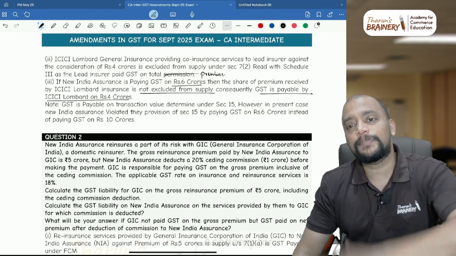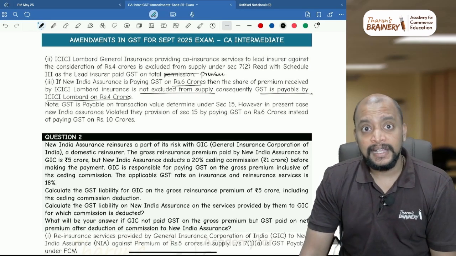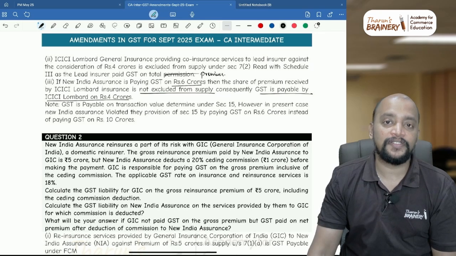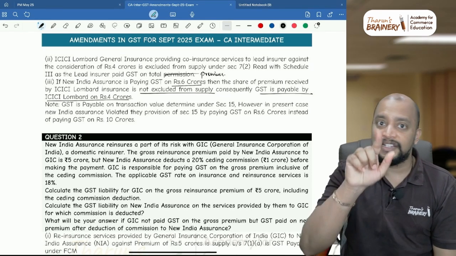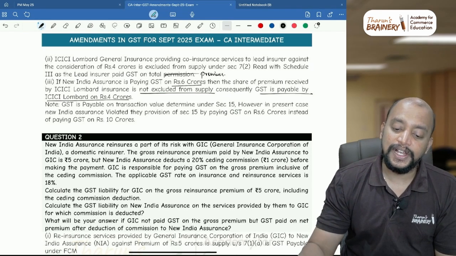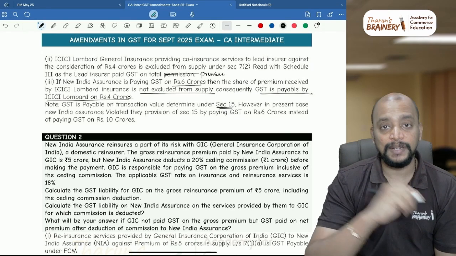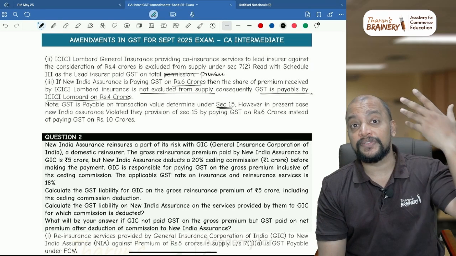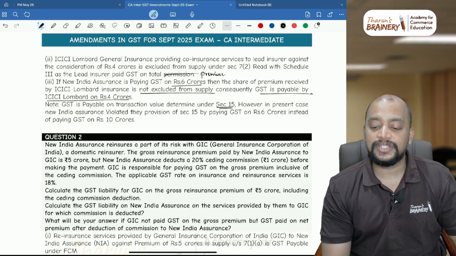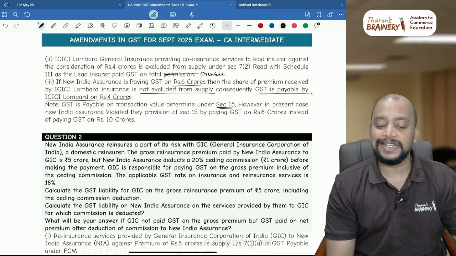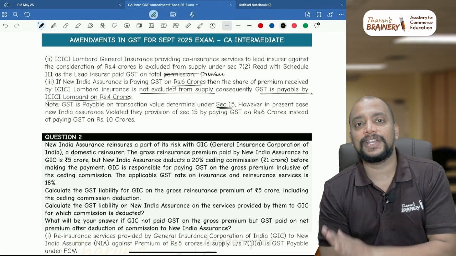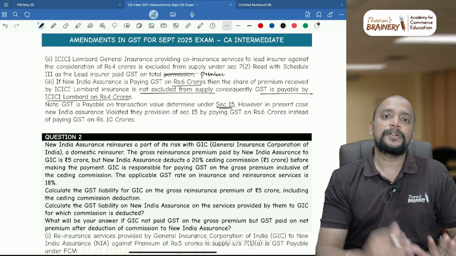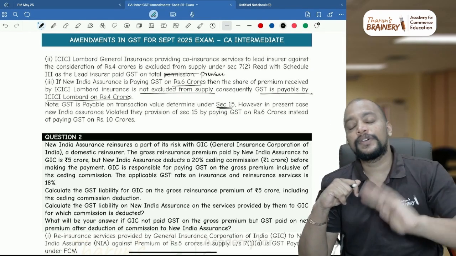But there is a short payment of tax by New India Assurance. How will there be short payment of tax? What is the money that they collected? 10 crores. So the transaction value determined under section 15 will be 10 crores. However, in the present case, New India Assurance violated the provision of section 15 by paying GST on 6 crores instead of paying GST on rupees 10 crores. So there is a violation, and this is what we need to write, that as they have brought in the proviso, we need to see.